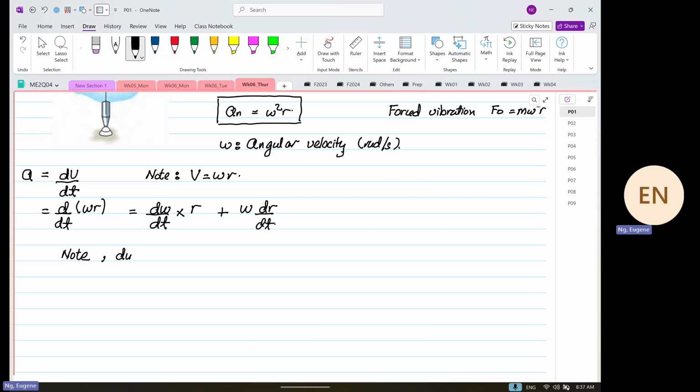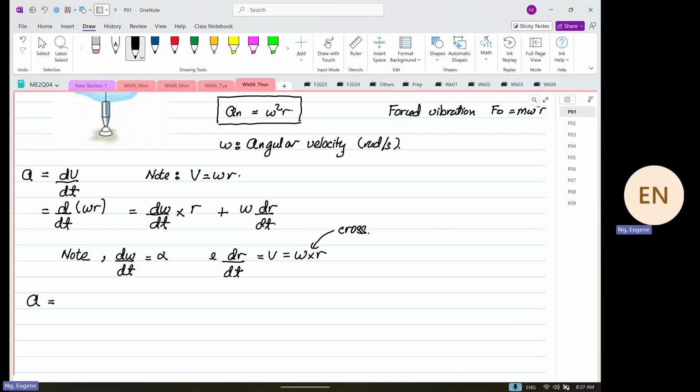So I want to highlight, you can start copying now, that d omega over dt is equal to alpha, and dr over dt is equal to our velocity, which is equal to omega cross r. Note this is not times, this is cross, because later on we're going to use vector notation.